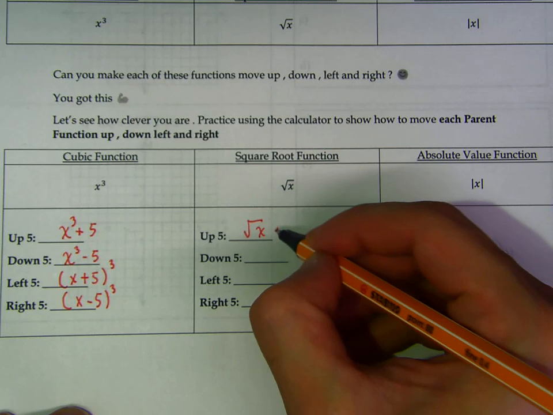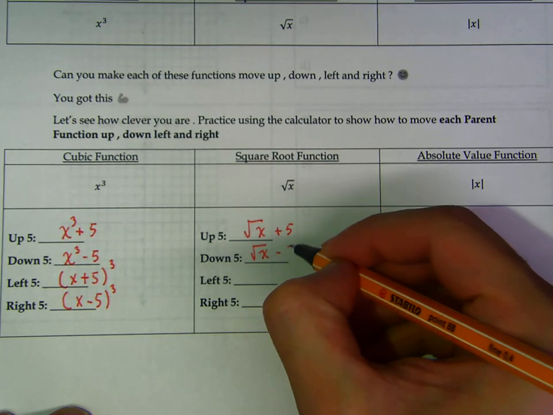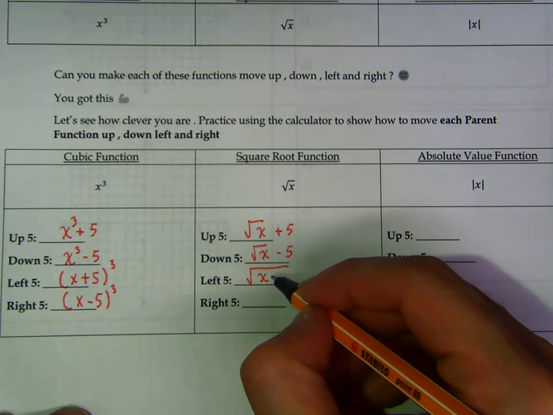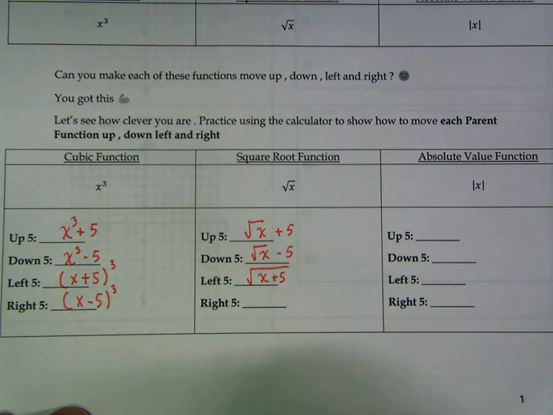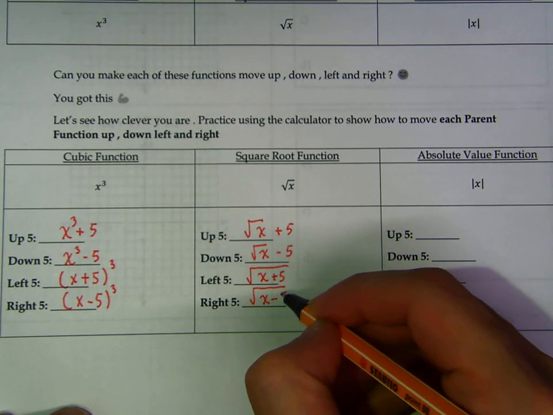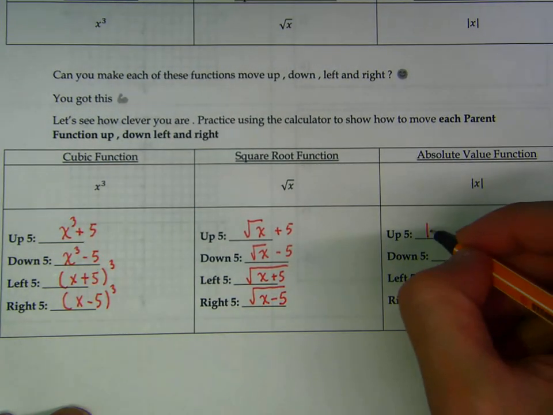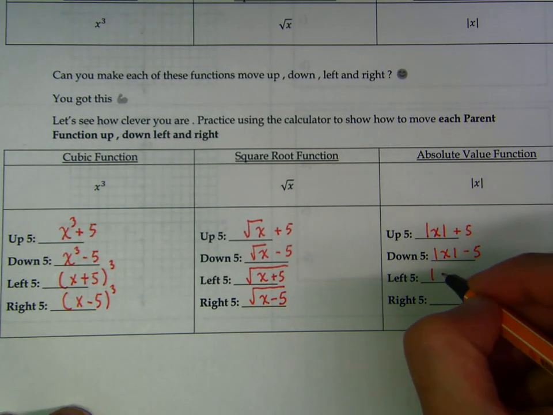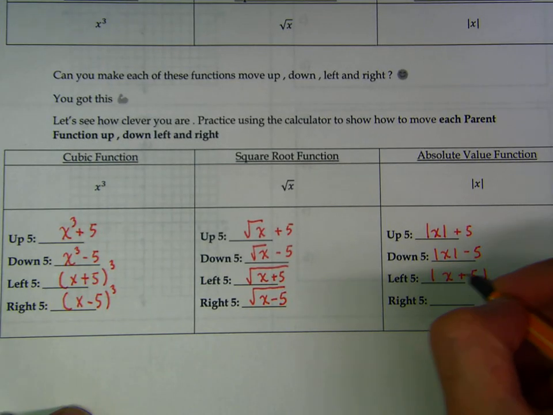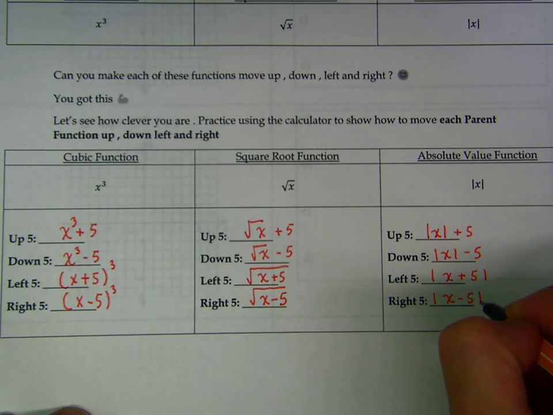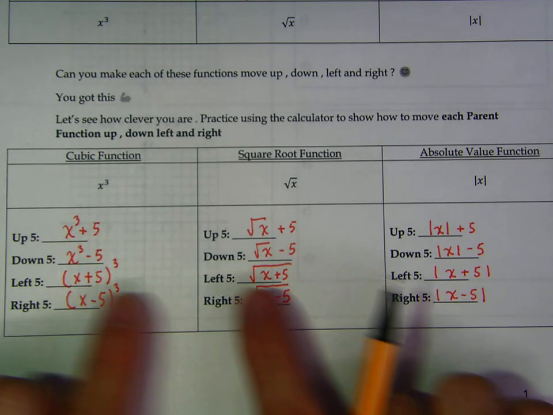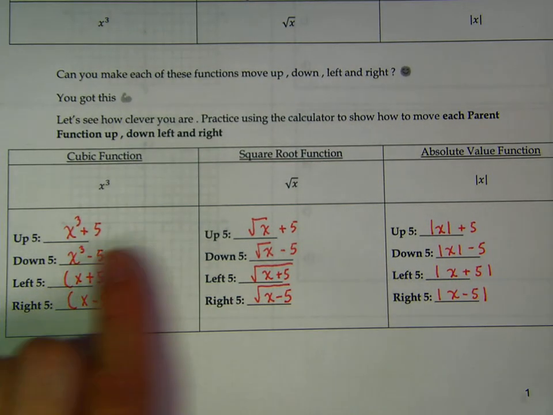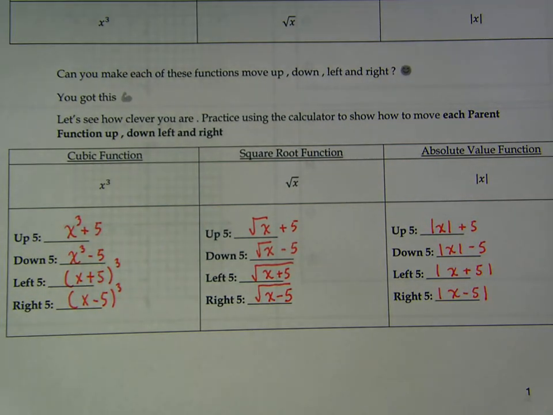Square root of x plus 5. Square root of x minus 5. And notice this is outside the radical. Square root of x plus 5. Square root of x minus 5. Absolute value x plus 5, absolute value x minus 5, absolute value of x plus 5. And notice that it's on the inside. Absolute value of x minus 5. You have to be very comfortable plugging each of these into the calculator. Make sure you feel good plugging these functions in before moving to the next part.